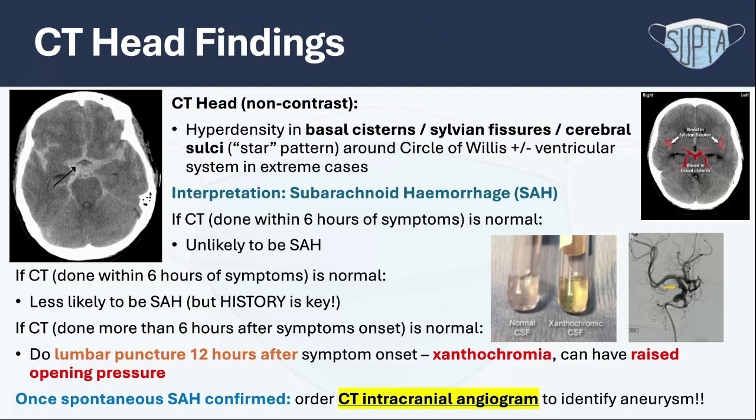Sometimes this creates what people call a star sign or star pattern around the circle of Willis. So you can see a star pattern there. In more severe cases, blood can also track into the ventricular system. So the interpretation here is subarachnoid hemorrhage.